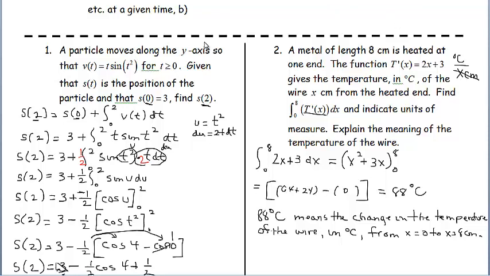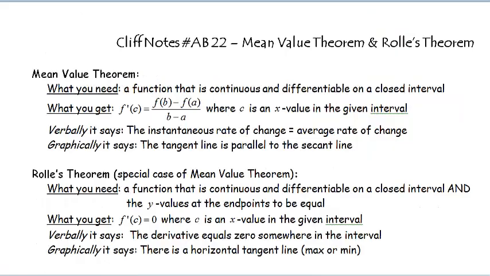All right, we're going to take a look at next note card number 22. So if you want to take the time to flip back to number 22, I'll join you there in just a second. For this note card number 22, the MVT, the mean value theorem, and Rolle's theorem, which is a special case, you might want to take just a few minutes and read through these theorems, but these are the formulas that we're going to be using. And verbally read through what it says and graphically what it means.